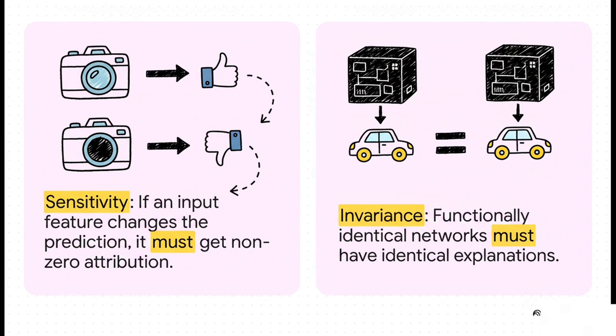Then you've got rule number two, implementation invariance. Now this one's a little trickier, but stick with me. Imagine you have two AIs. On the inside, their code is totally different. But on the outside, they behave exactly the same. You give them an input, they give you the exact same output, every single time. Well, this rule says their explanations have to be identical too. The why should depend on what the AI does, not on how its code is wired up.